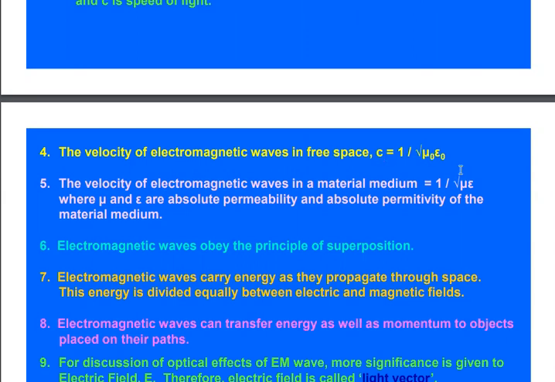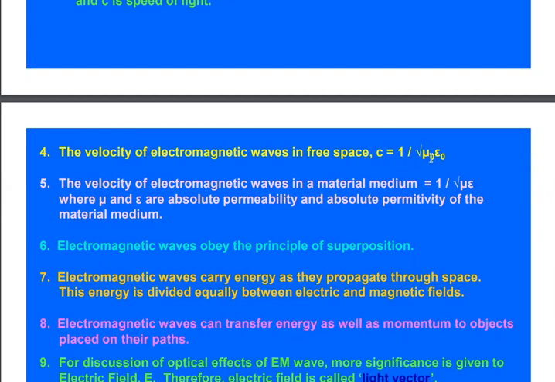So mu naught is the magnetic permeability of the free space and epsilon naught is the electrical permittivity of the free space. So the speed of light in free space is just equal to 1 upon root under mu naught into epsilon naught.